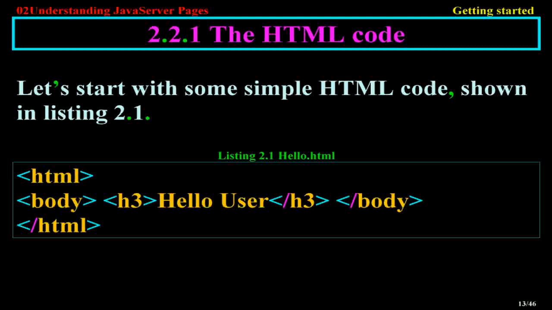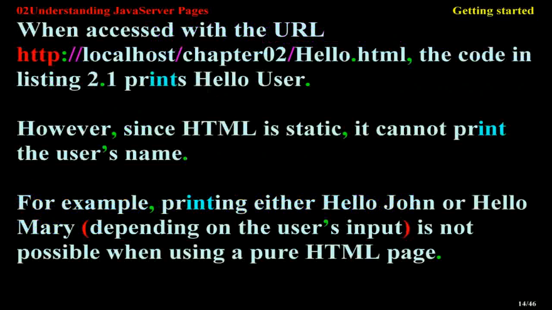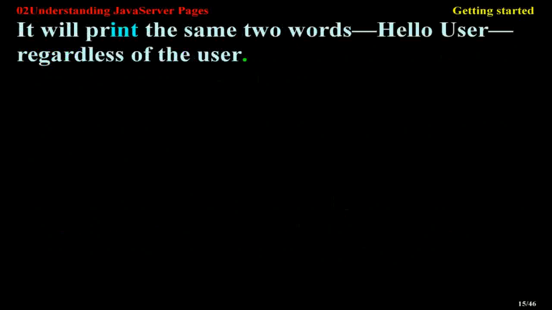HTML. Body. H3. Hello user. /H3. /Body. /HTML. When accessed with the URL http://localhost/chapter02/hello.html, the code in listing 2.1 prints hello user. However, since HTML is static, it cannot print the user's name. For example, printing either hello John or hello Mary depending on the user's input is not possible when using a pure HTML page. It will print the same 2 words, hello user, regardless of the user.